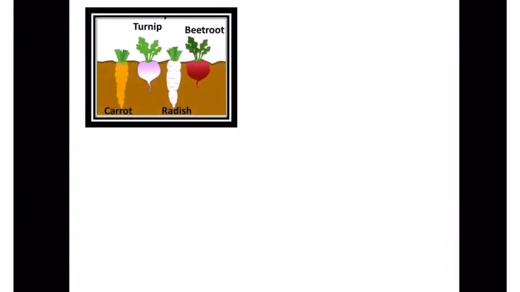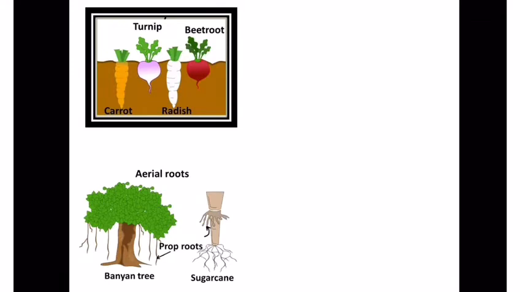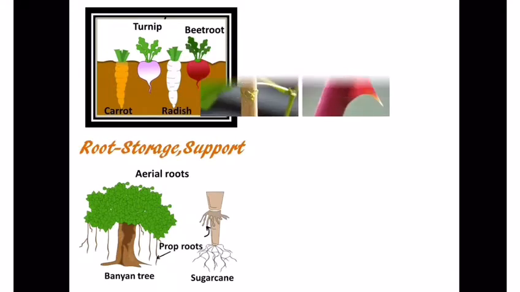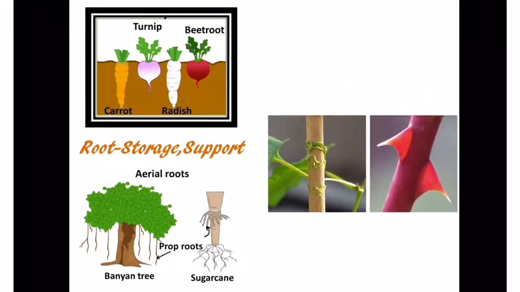Modification can be seen in the root. You can see here the root helps in storage and support, and sometimes the leaves undergo modification like tendrils and thorns. The purpose is protection and support.